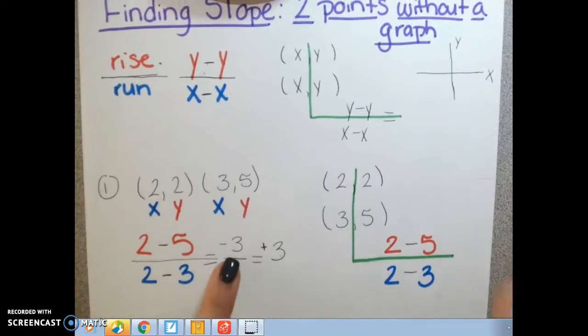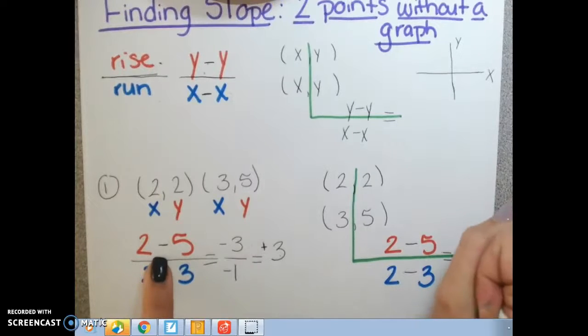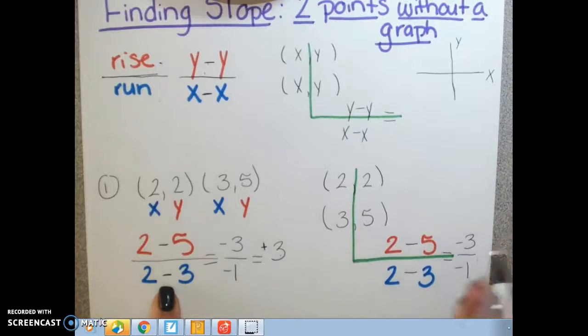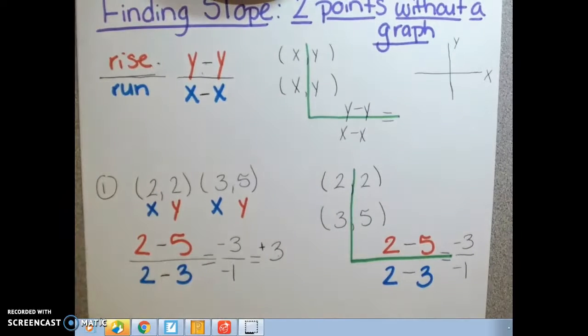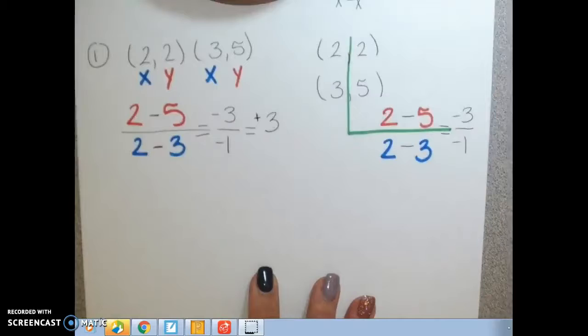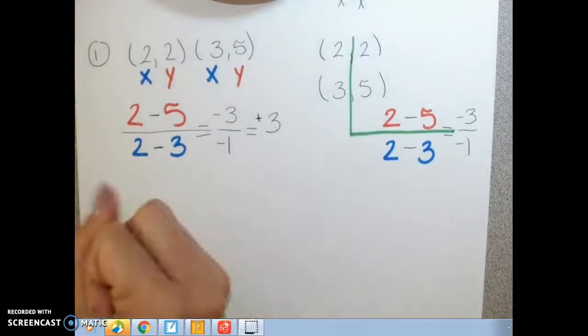We're going to end up getting the exact same thing. 2 minus 5 is negative 3. 2 minus 3 is negative 1, which in fact reduces to a positive 3. Okay, next example. Same concept, we're just going to do a second one.